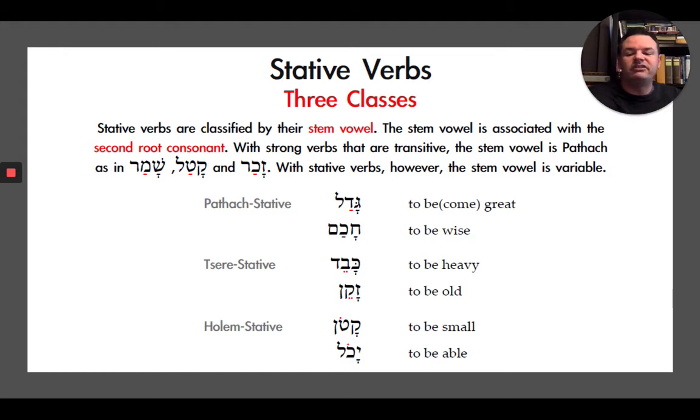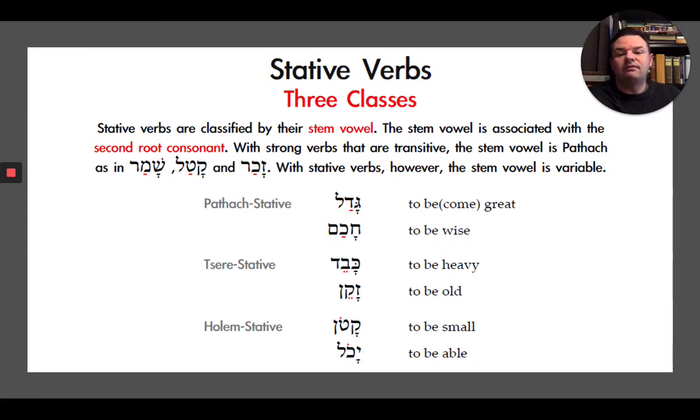A stative verb describes a state or condition of the subject, like he is old or she is wise, as it talks about in the textbook, rather than describing a verbal action like he wrote or something like that. Stative verbs can be classified as the pathic stative, the tsere stative, or the holum stative. So those pathic statives are spelled just like the regular strong verb, right? So you would know it from context.